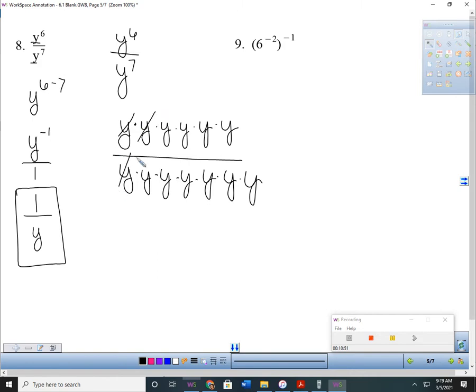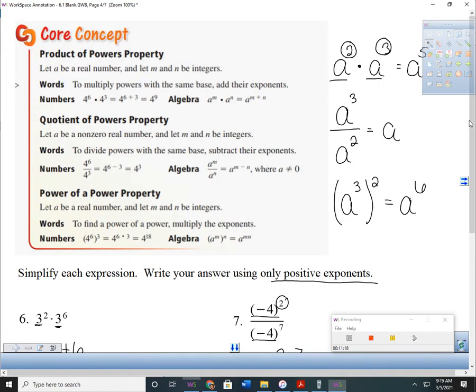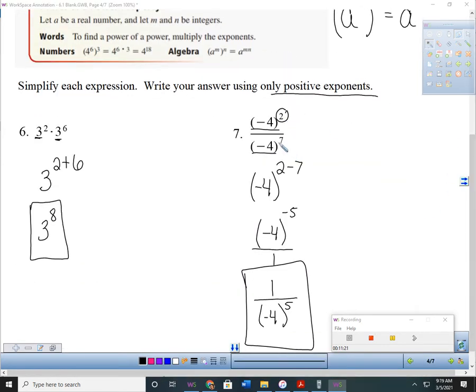So you can cancel 1 y, 2 of them, 3 of them, 4 of them, 5 of them, 6 of them, right? So y divided by y, those are all 1, right? So 1 over, and then what do you have left on the bottom? Which is what this is, right? So you can think of it like this. If you have 6 on top and 7 on bottom, you can take 6 away from both of them. So you have 1 over 1 y, or 1 over y, right? Same thing over here. You have 2 on top and 7 on bottom, right?